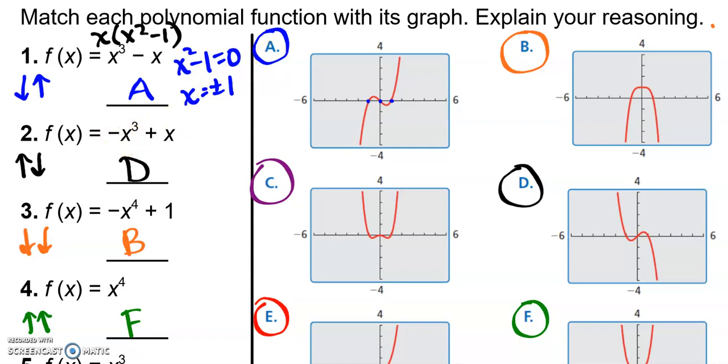This next one, if I factor something out of here, if I take out a negative x, I'd be left with positive x squared minus 1. So I should have the same zeros, negative 1, 0, and 1, except my graph is going to go the other direction. It's going to fall to the right.